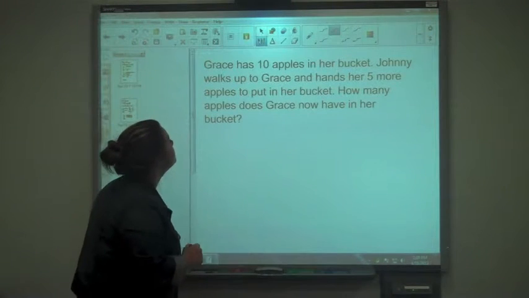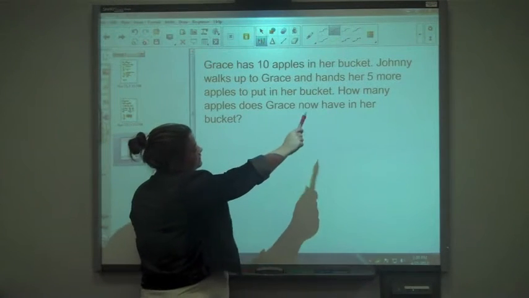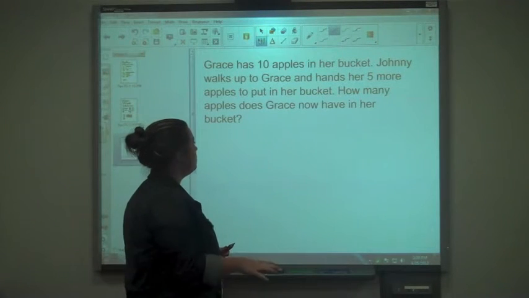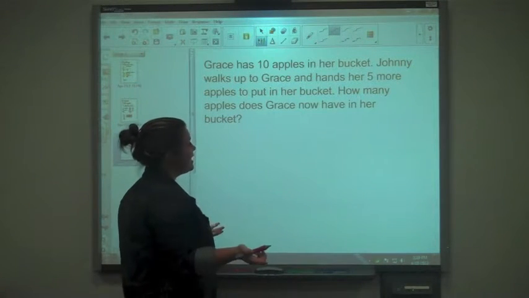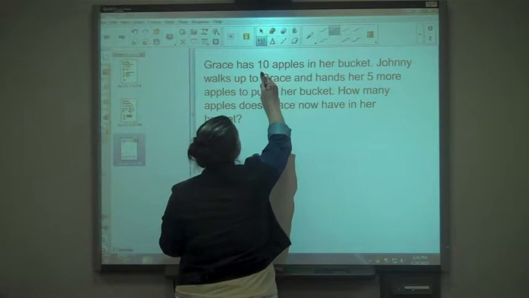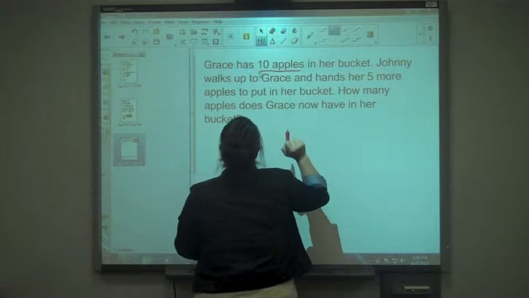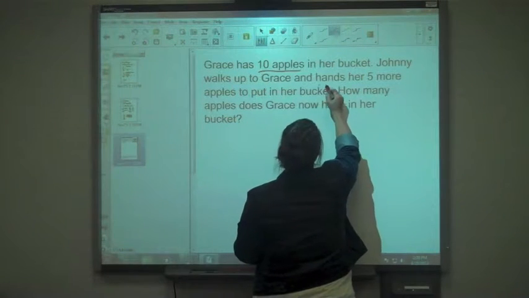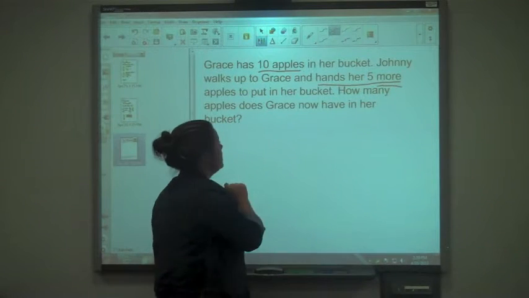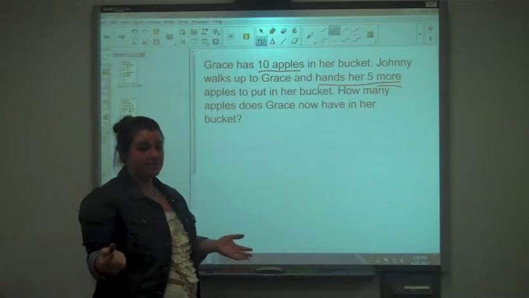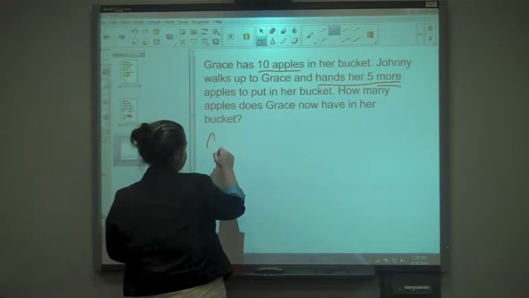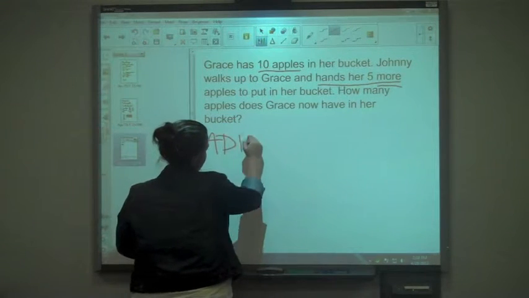Let's see. Grace has 10 apples in her bucket. Johnny walks up to Grace and hands her 5 more apples to put in her bucket. How many apples does Gracie have in her bucket total? So, if Grace has 10 apples and Johnny hands her 5 more, then what type of problem is this? Yes. Adding. You're right. It's addition. We're going to add.